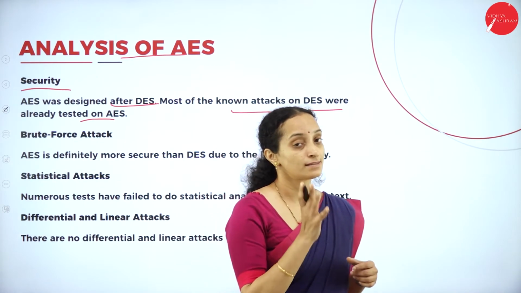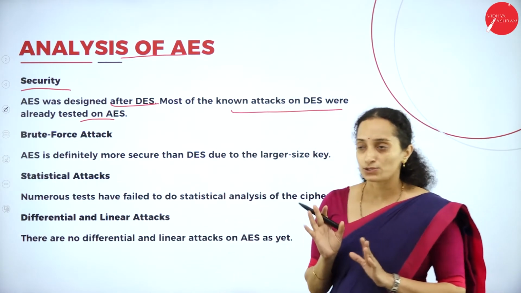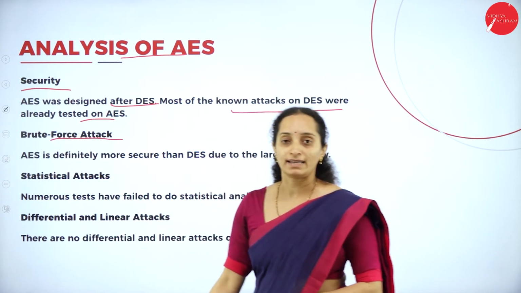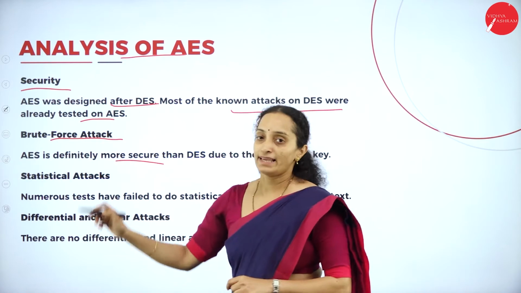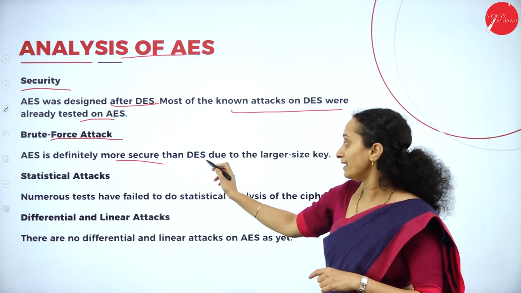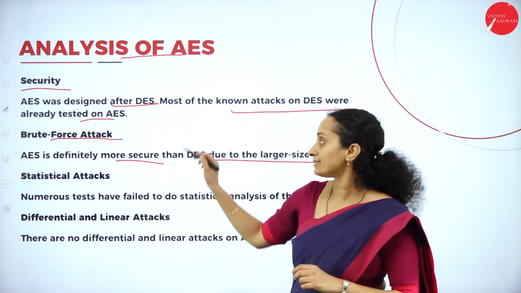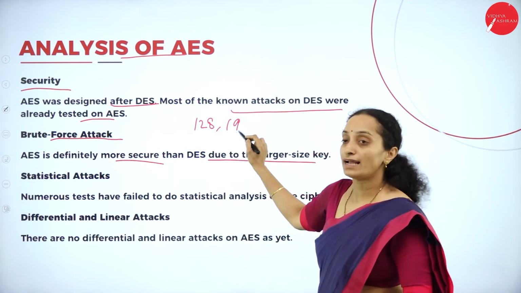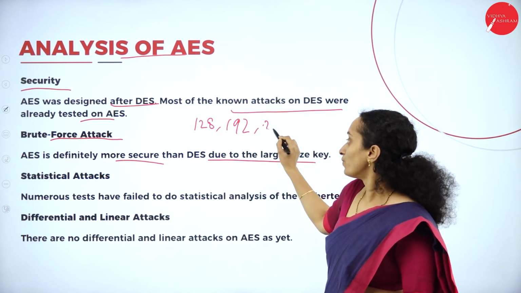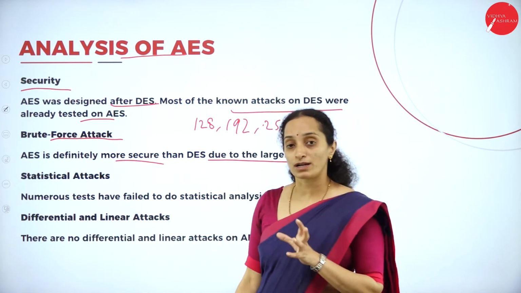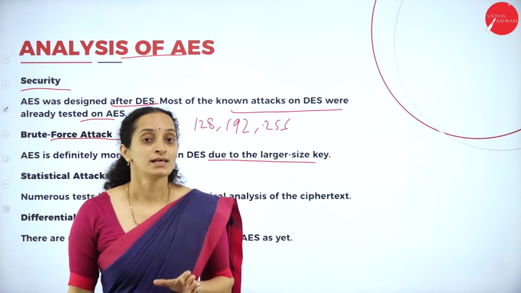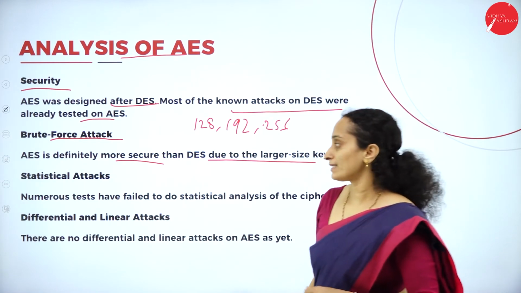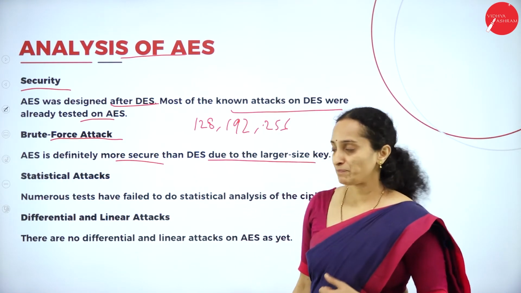So all the tests that have been made on DES were also applied for the AES. When you check with the brute force type of attack, the AES is more secure than DES due to the larger size key. You can get a 128-bit key, 192-bit key, or 256-bit key. You have more key domains, which makes a brute force attack difficult for getting the plain text from the ciphertext and the key domain.